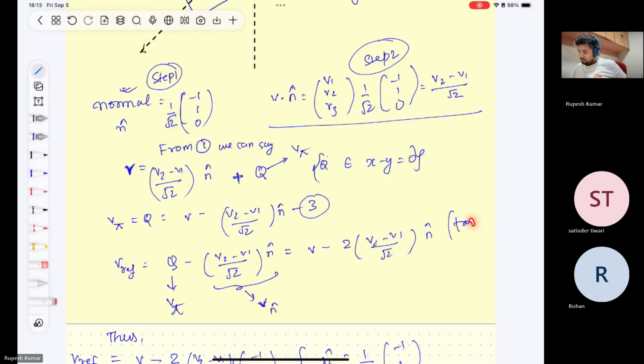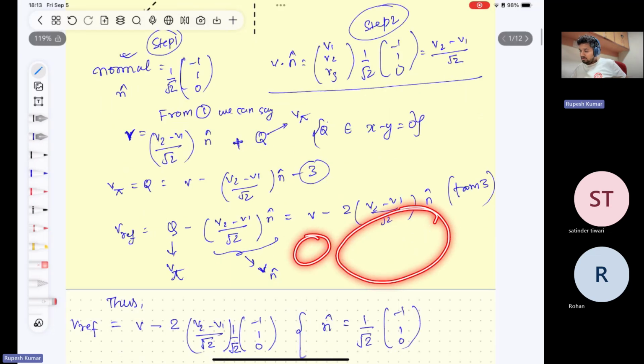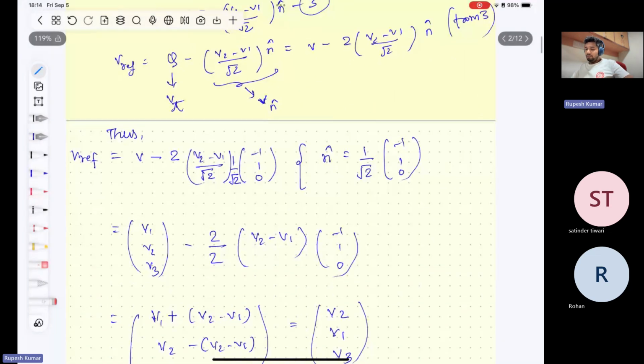Oh, sorry. This is from 3, right? And then you can always say q minus v n cap. Q is v pi. V pi is basically v minus v n cap. So it becomes v minus 2 v n cap, right? This is v reflected. Now what you have to do, you just have to put in the values.